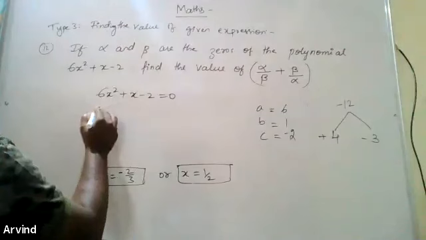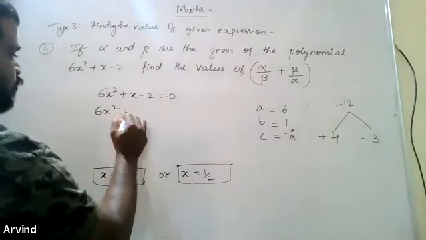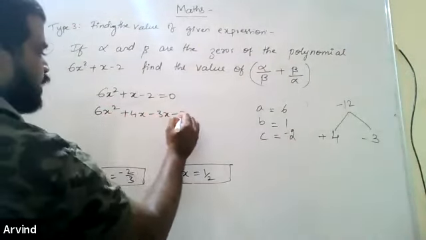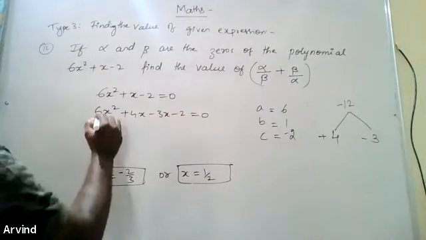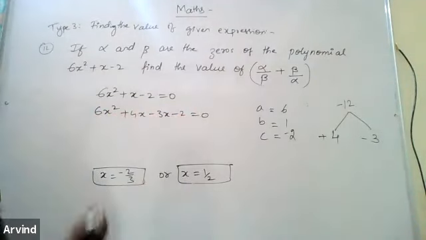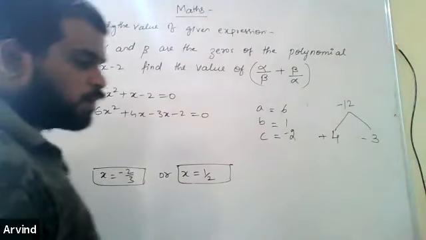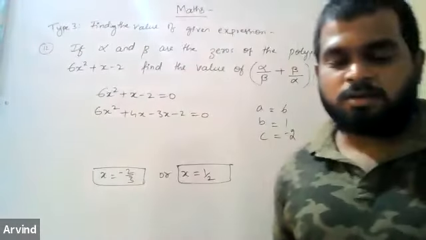So let's introduce: 6x square plus 4x minus 3x minus 2 equal to 0. Now take common from these two and common from these two. 6 and 4, what is the number that is common for 6 and 4?